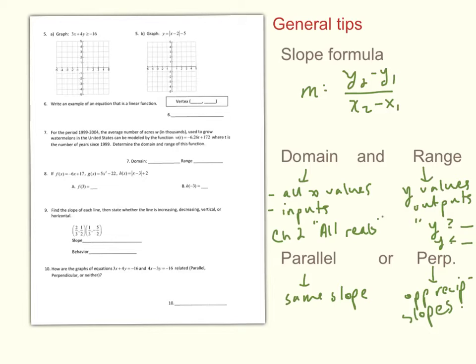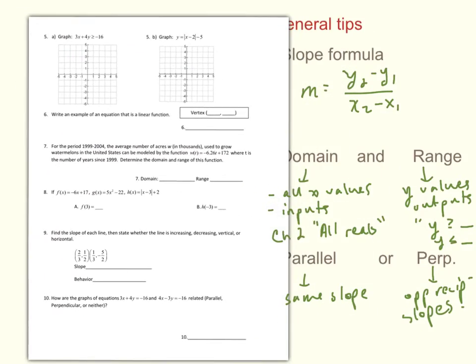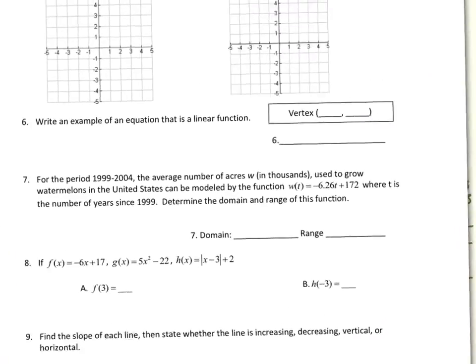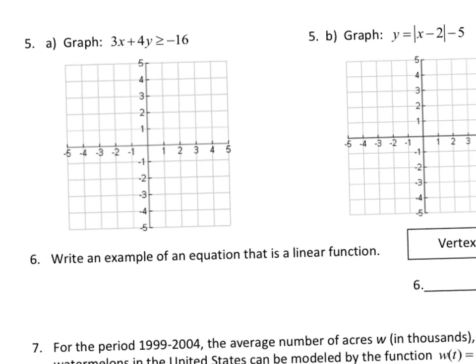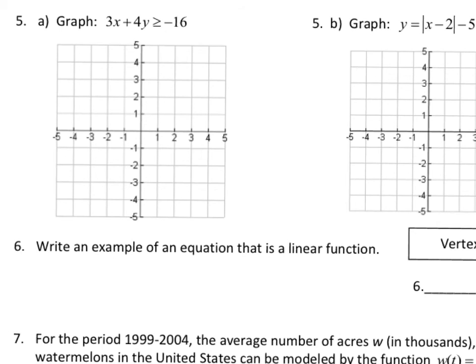I'm going to take a second or two to look at 5A and B, just to look at how those graphs work, and the vertex and domain and range and things like that. So let's take a look at those, and look at these a little bit more closely. Number 5A gives you an inequality, rather than an equation, so you know there's going to be some shading involved.